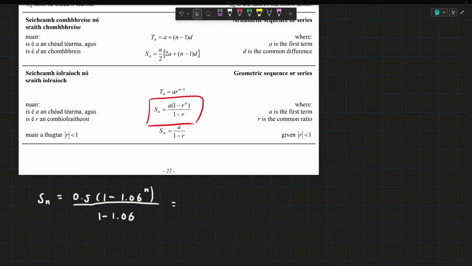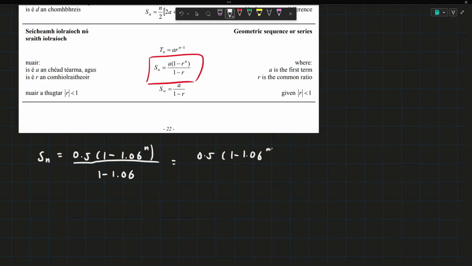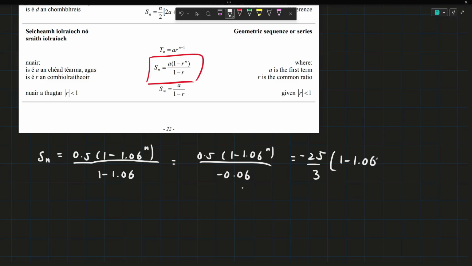So I'll just write this out. We have 0.5 times 1 minus 1.06 to the n, and then we have that over minus 0.06, which you can then write, and we want to be quite precise, I don't like to use decimals. You can say minus 25 over 3, so that's the 0.5 divided by the minus 0.06, times 1 minus 1.06 to the power of n.